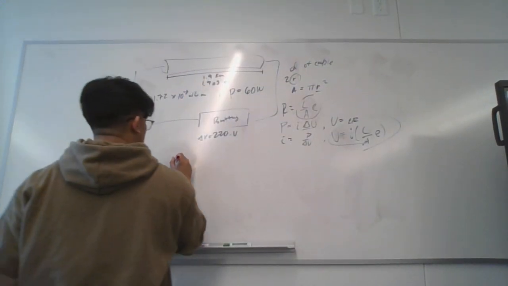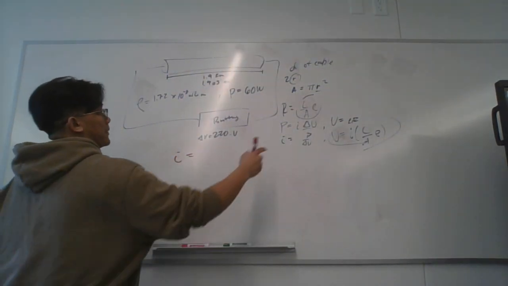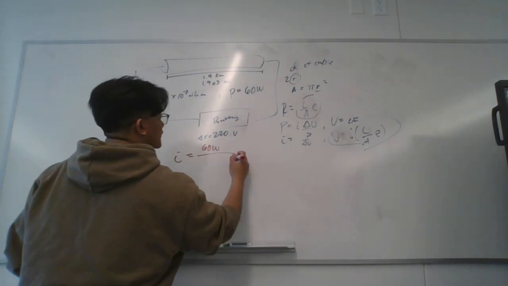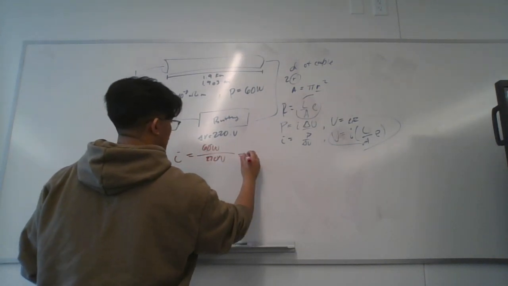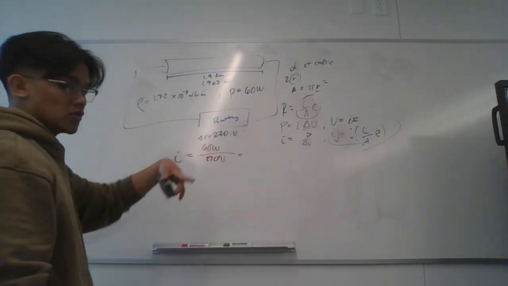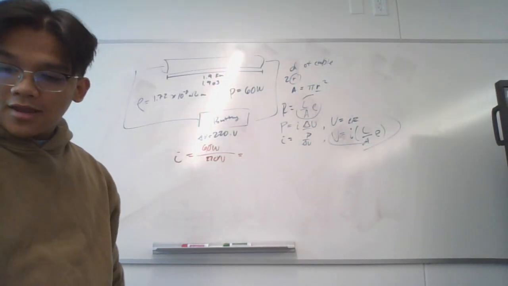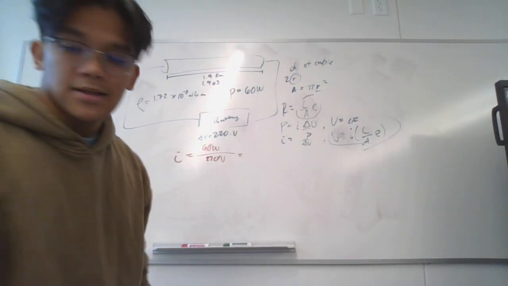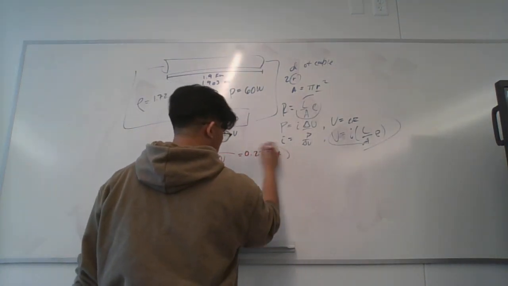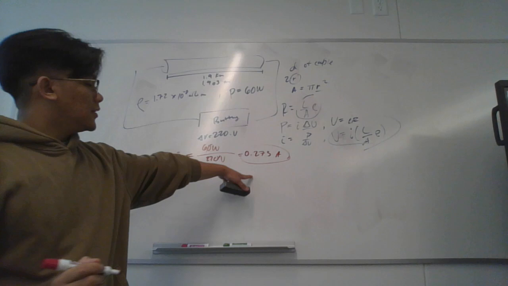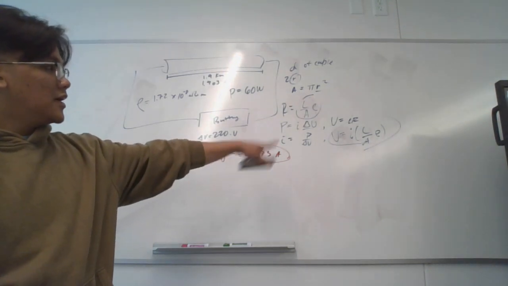We're gonna go ahead and just do I is equal to the power, which is 60 watts, divided by the potential difference, which is 220 volts. This should give us amps, so it's gonna be 6 over 22, which I can't do in my head. So it's 0.273 amps. So that's our current.